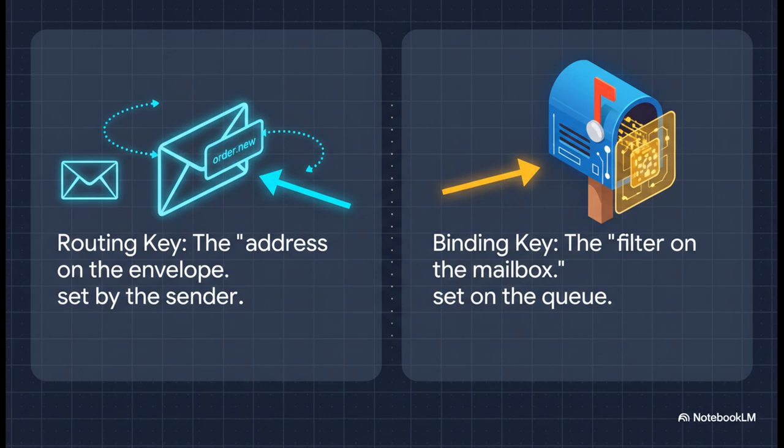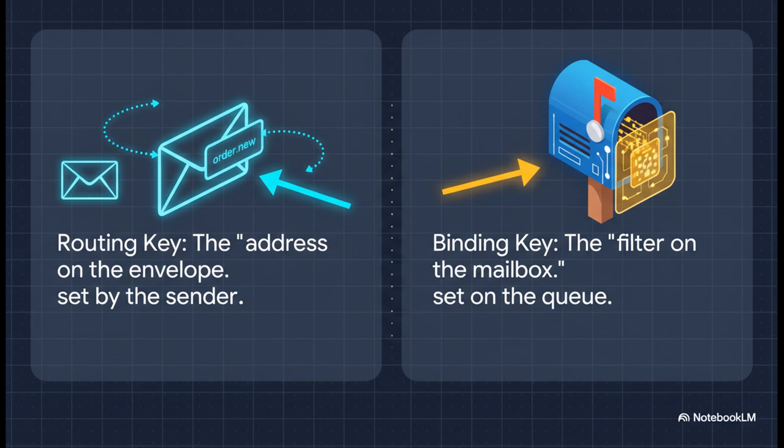They sound similar, but they are not the same thing. The routing key is the address on the envelope. The sender, the producer, writes this address on the message before sending it. It's a direct instruction for the exchange. The binding key, on the other hand, is the filter on the mailbox.